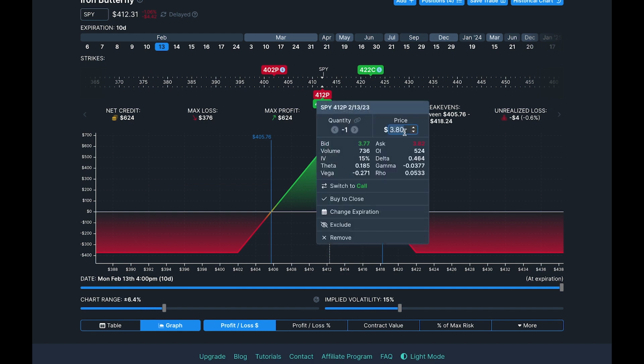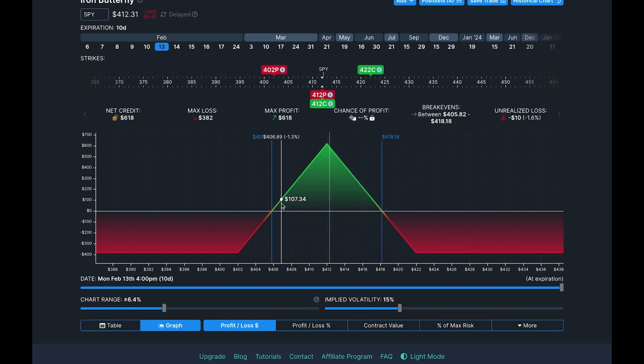So again, let me just put these prices back to where they were for our example. So I'm only looking to gain about $90. So right about here to right about here. Okay, so my profit range is still quite wide if we were to let this go until expiration. But again, we're only in it for about 3 to 4 days. I only want to get 15% from this.